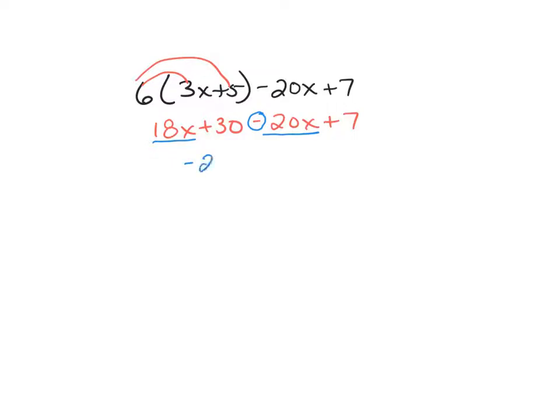That gives me a negative 2x. And then the other terms I have are constants. So I have plus 30 plus 7. This is a plus 30 right here. It's a positive 30 because the sign in front tells me what type of number it is. So I'm going to add those together. I'm going to get a final answer of negative 2x plus 37.